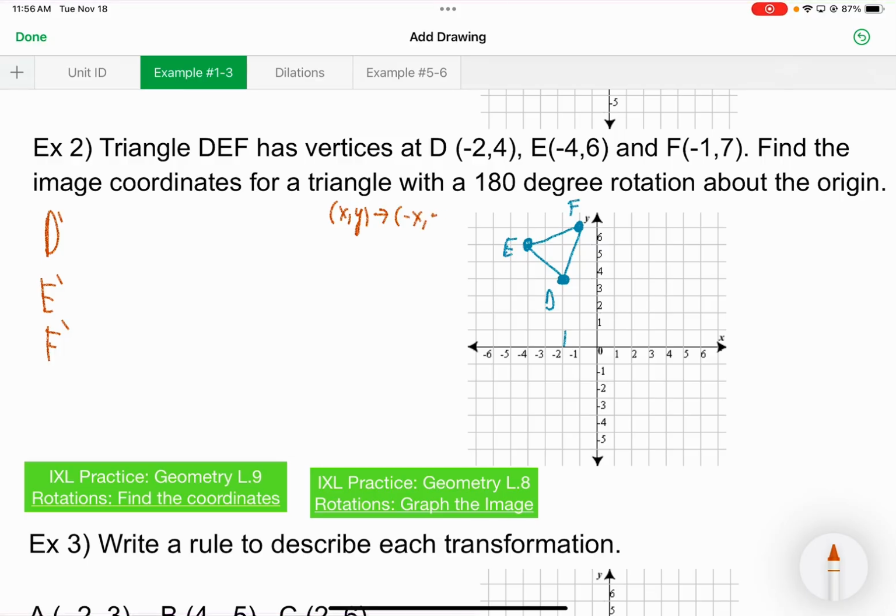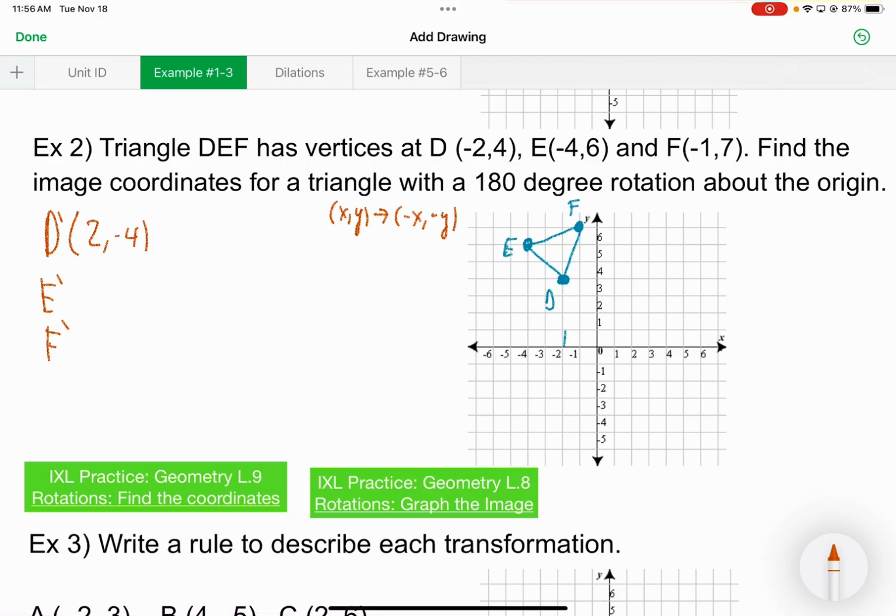I just changed the sign of each one, right? Negative X, negative Y. Okay, so then D prime right now is at negative 2, 4. What's that going to be? Close. Positive 2, because that has to change sign as well too. Negative 4. All right, what about E prime? What would that be?